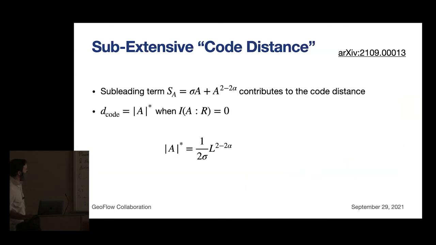Okay, and I realize that I'm skipping over all of the details, but the point I want to make is that this extra term at the end contributes to the code distance. So I made this point earlier about Clifford circuits, and we can compute the mutual information and get the code distance. If you do a similar calculation here, it will lead you to a code distance that scales like a sub-polynomial in the length L. Okay, so that's really nice. And it came out of this calculation that was exactly solvable.